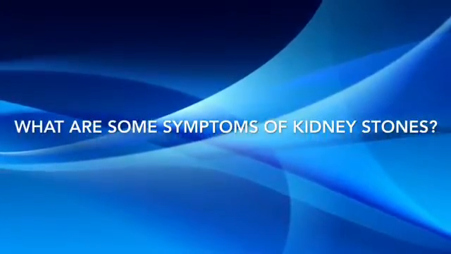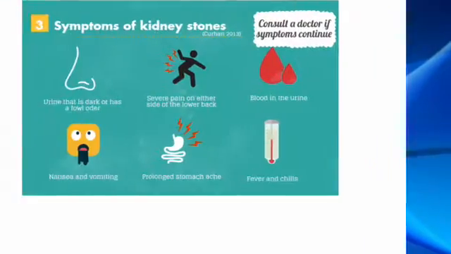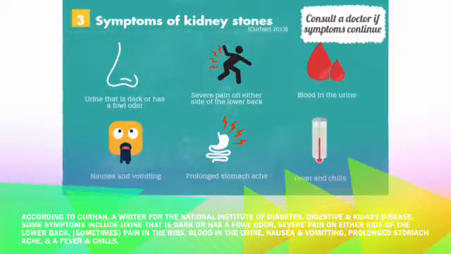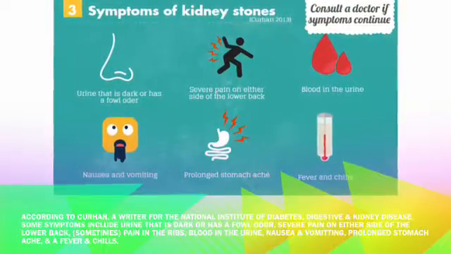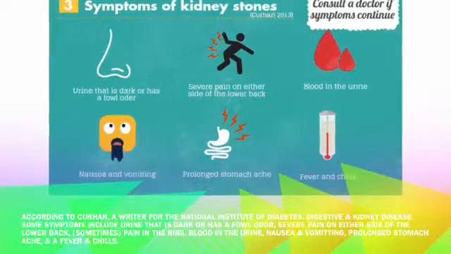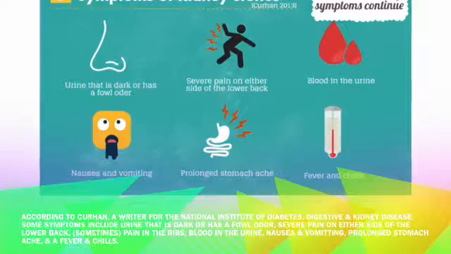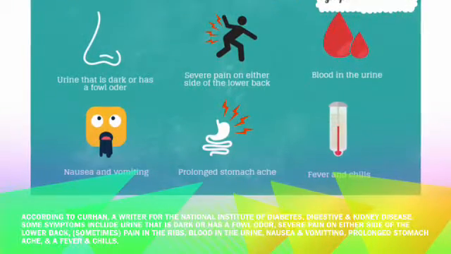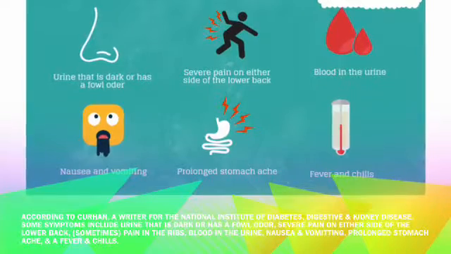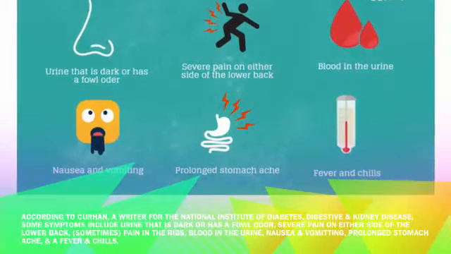What are some symptoms of kidney stones? According to Curran, a writer for the National Institute of Diabetes, Digestive, and Kidney Disease, some symptoms include urine that is dark or has a foul odor, severe pain on either side of the lower back, sometimes pain in the ribs, blood in the urine, nausea and vomiting, prolonged stomach aches, and a fever and chills.